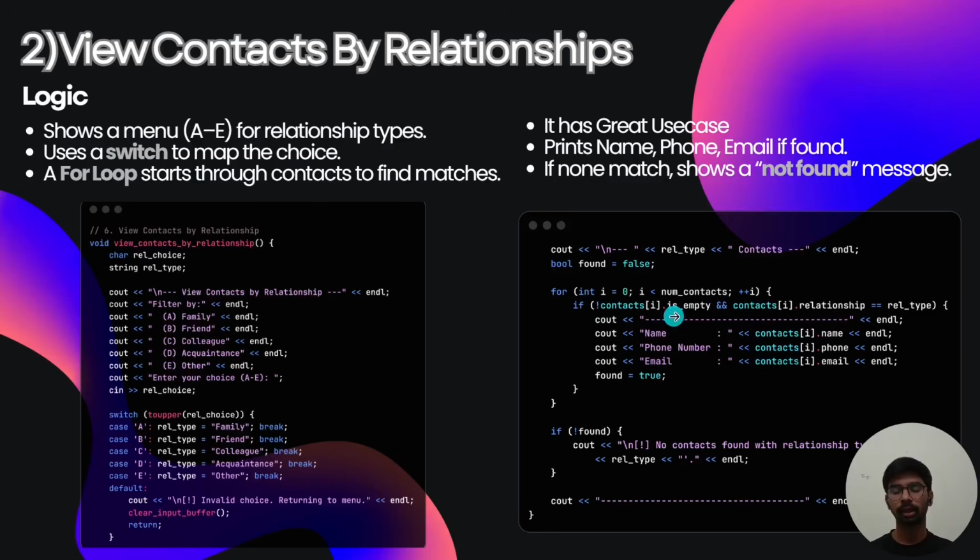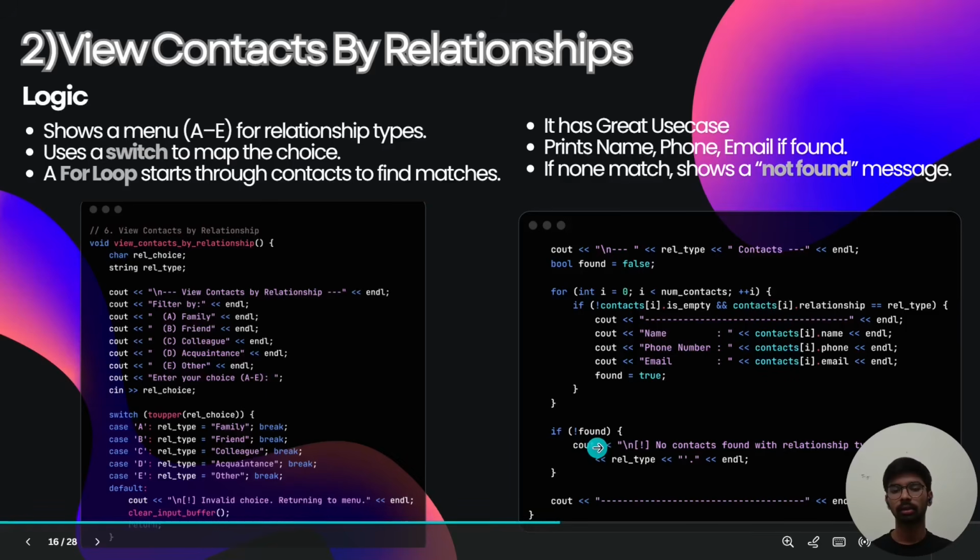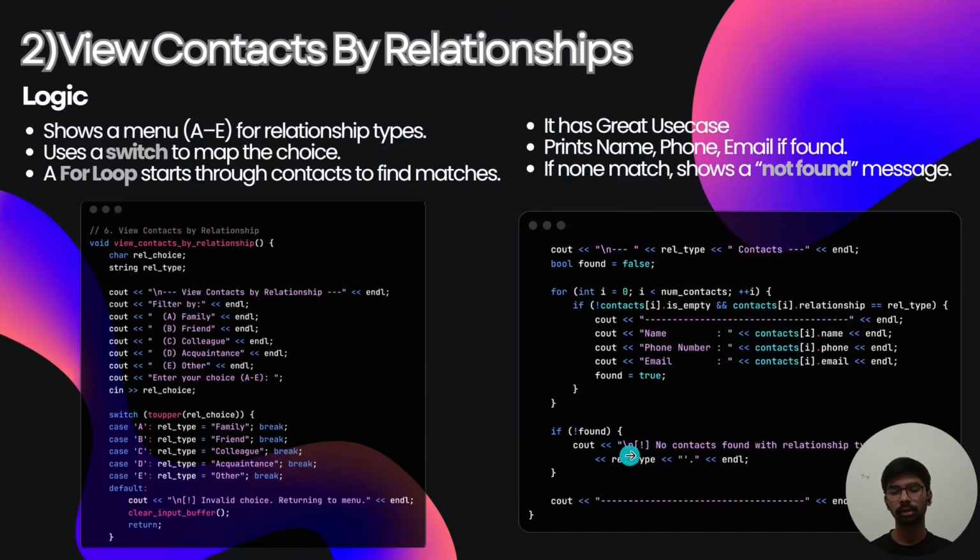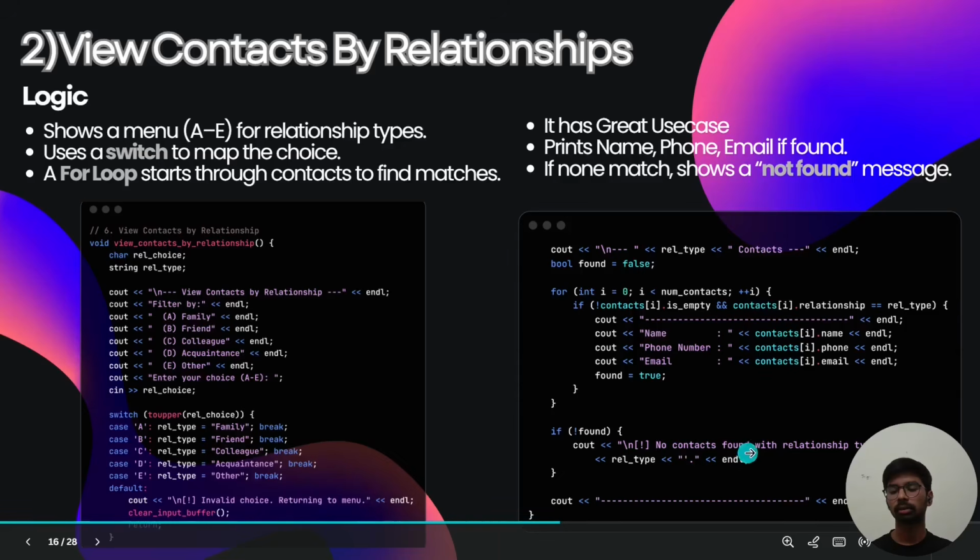If the contact at the ith index is not empty and the contact at the ith index matches the relationship type that the user has entered, all the contact details will be displayed, from name to email. Now, say the user has entered a relationship type, say colleague, and no colleagues are there in the entire list, then it will display no contact found with this relationship.